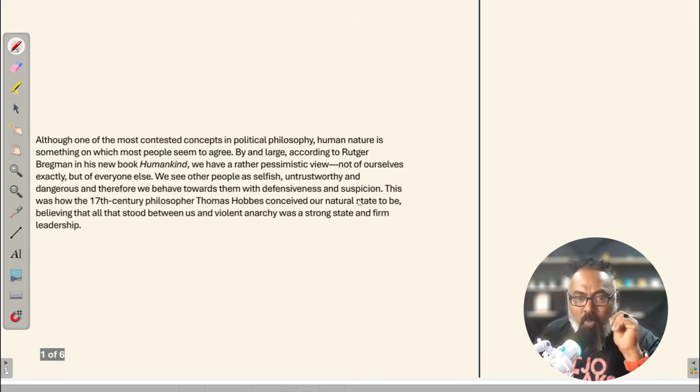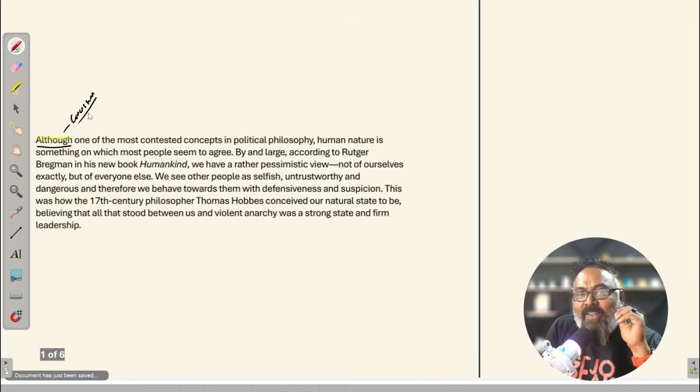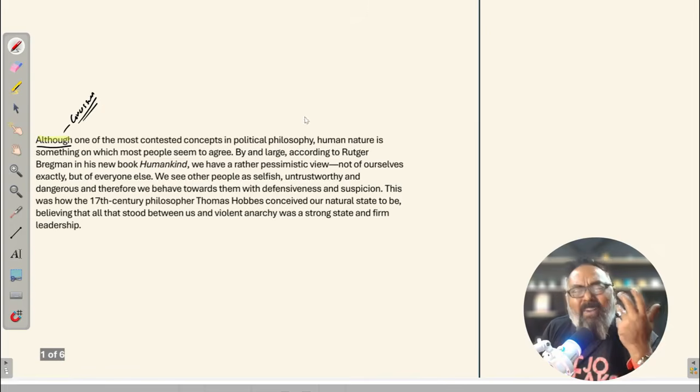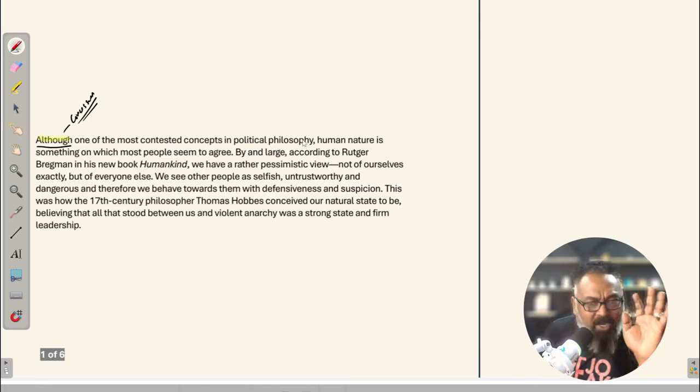Okay, we start with paragraph number 1. We don't know what is going to happen in 2, 3, 4, and 5. But let's go sentence by sentence. Although, you know what although means? Although is immediately telling me there is some sort of concession that is going to happen. So that first part is not going to be important. We'll read it. Although one of the most contested concepts in political philosophy is human nature, it is something on which most people seem to agree. So that is a point from paragraph number 1. Let's put that in our head.